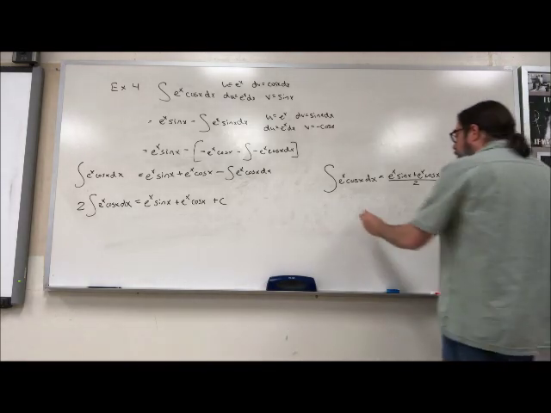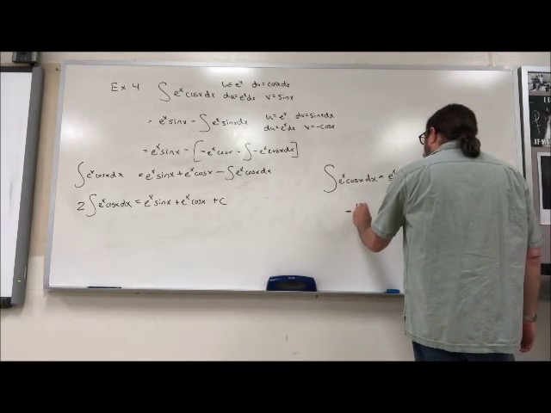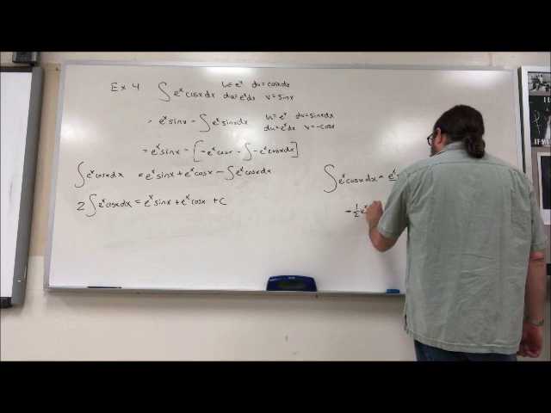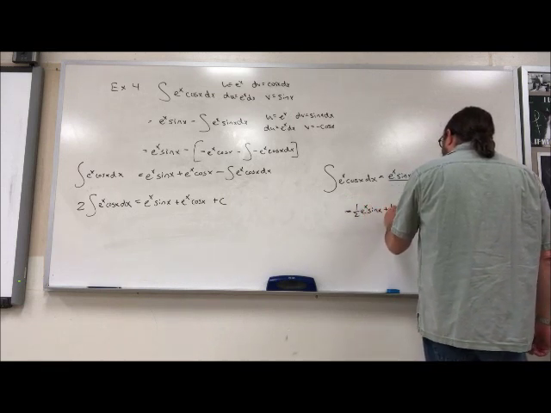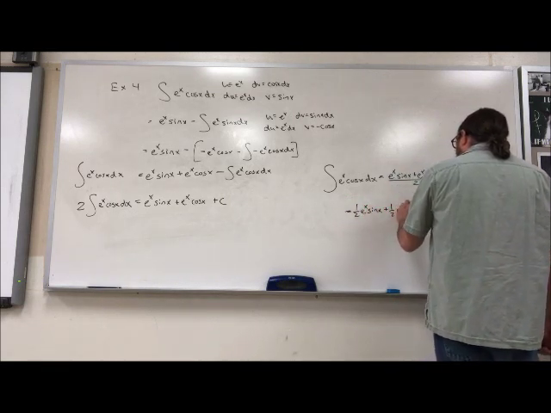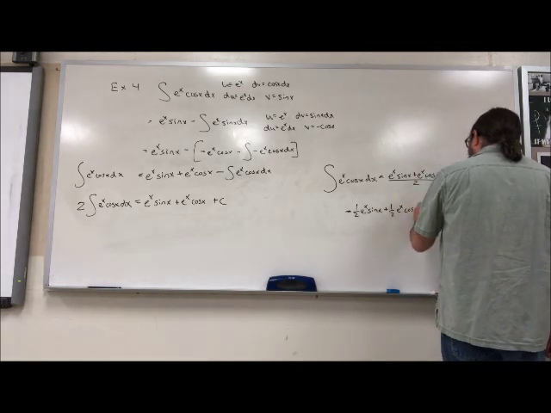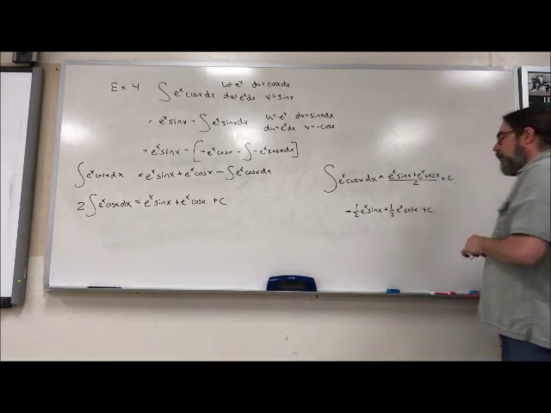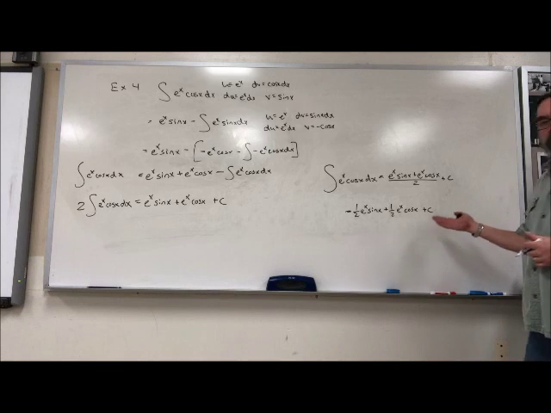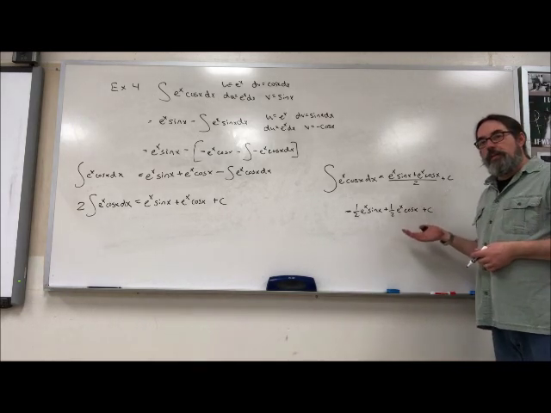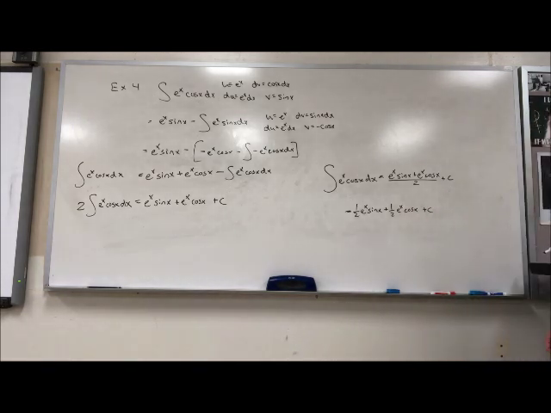All right, another way to write that, you could say it's 1/2 e to the x sine x plus 1/2 e to the x cosine x plus c. There you have a beautiful solution to what seemed moments ago to be completely impossible. All right? So that's example 4.